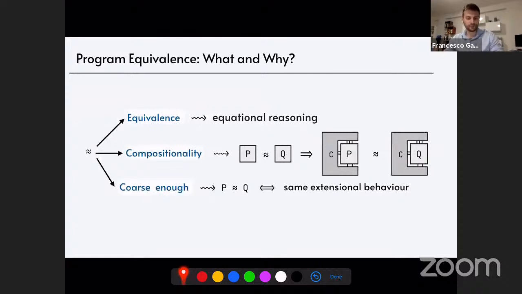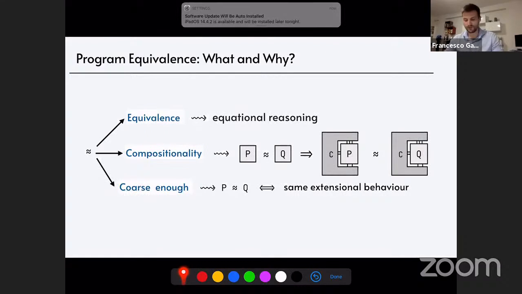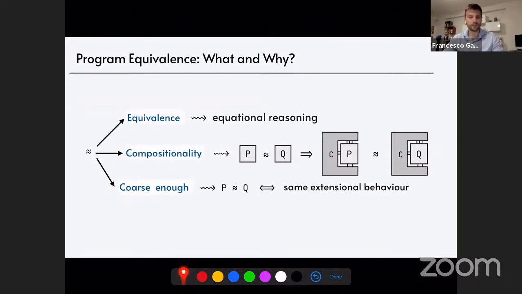Now, of course, once you do that, you want the resulting notion of equivalence to have the nice properties that we have seen before. In particular, it must be an equivalence relation, so that we should be able to reason about programs equationally. It must be compositional, which is essentially the main requirement that we would like to satisfy, which from a mathematical perspective means that we have a congruence relation. And it must be indeed coarse enough. And again, that means that we need a relation that relates programs only if they have the same extensional behavior.